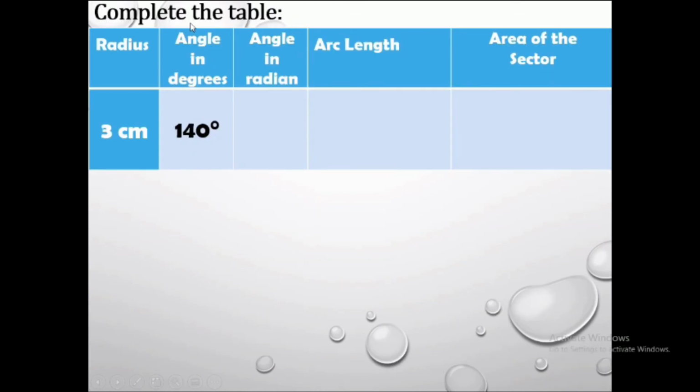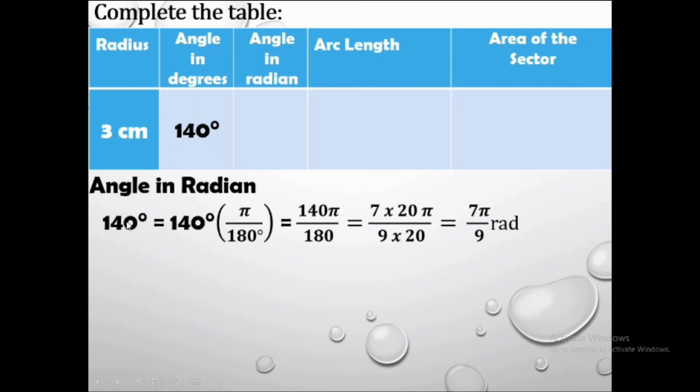For the activities, complete the table. So, in the table, the given radius is 3 cm. Angle in degrees is 140 degrees. So we are going to find the angle in radian, the arc length, and area of a sector. To find the angle in radian, we are going to convert the 140 degrees to radian. So 140 degrees times pi over 180 degrees equals 140 pi over 180. In the lowest term, we have 7 pi over 9 radian.